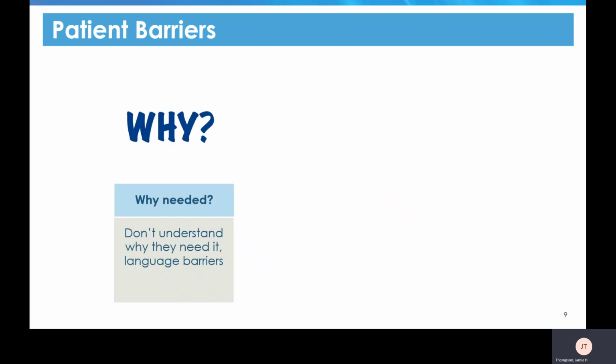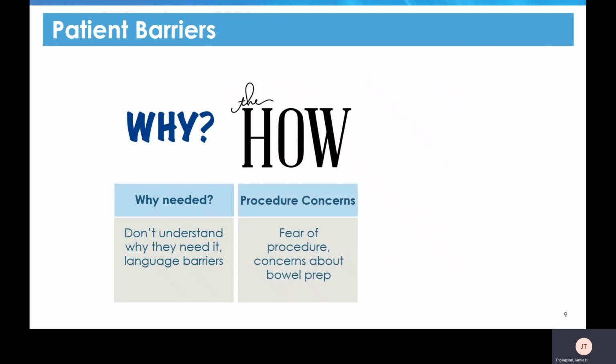So let's take a look at patient barriers. Most patients don't realize that if they have an abnormal FIT test, their doctor will recommend a colonoscopy. First, patients may not realize why a colonoscopy is needed. There can be a lack of awareness or language barriers. Second, fear of the procedure and results are frequently reported patient barriers.